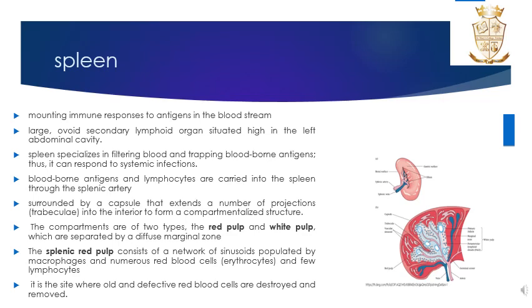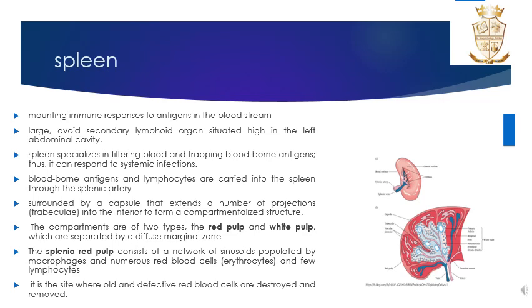Bloodborne antigens and lymphocytes are carried into the spleen through the splenic artery. There are two types of blood vessels in the spleen, the splenic artery and the splenic vein. The blood from the body and cells are carried into the spleen by the splenic artery and carried out by the splenic vein. The antigen-free blood is carried out by the splenic vein. The spleen is surrounded by a capsule which extends into numerous projections, like all other organs. They are called trabeculae.